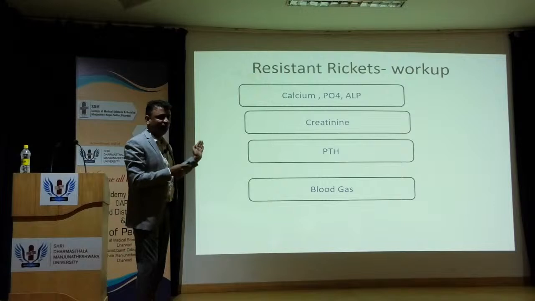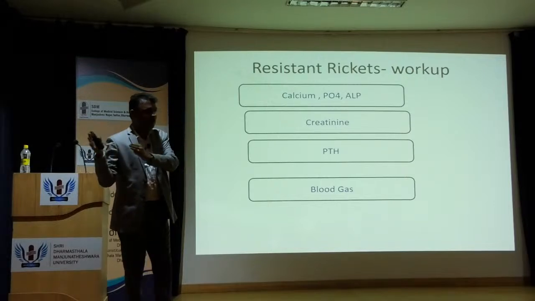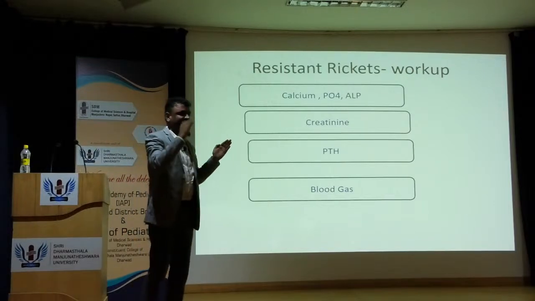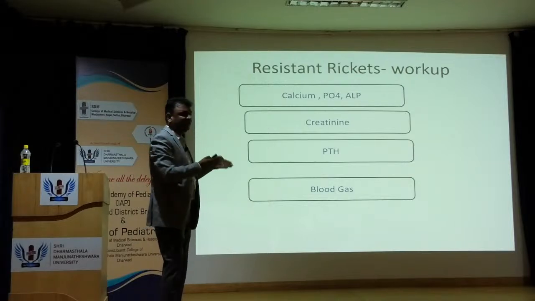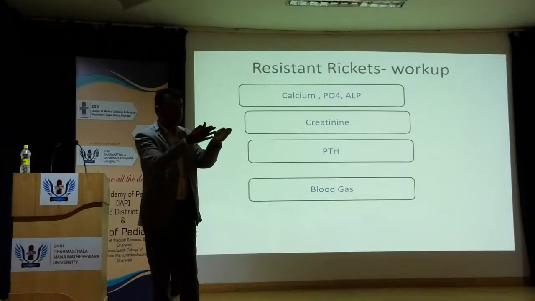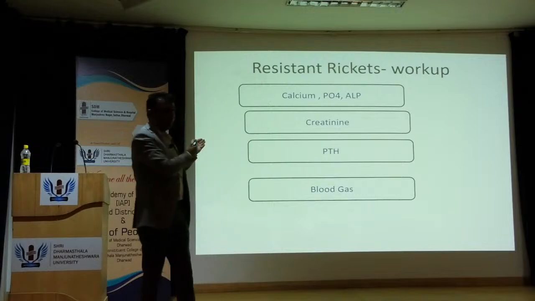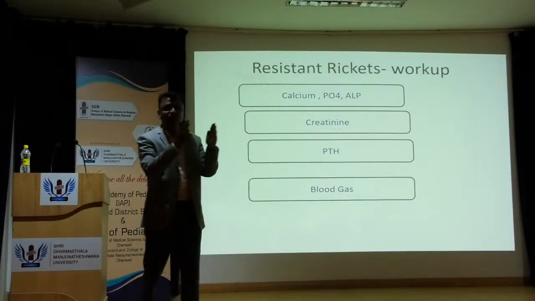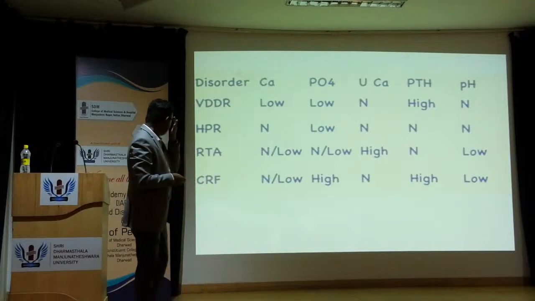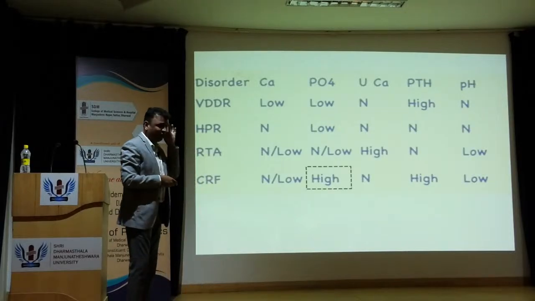If there is acidosis, we move towards renal tubular acidosis. If PTH is high, that helps us rule out hypophosphatemic rickets. If creatinine is high, it takes us towards renal osteodystrophy. The calcium, phosphorus and ALP will first guide us which way to go. Okay? So these are some of the key pointers.